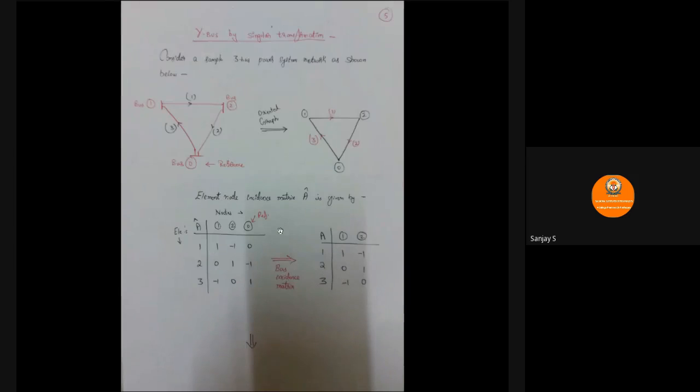Then let us write the bus voltages in matrix form. Bus voltages are E1, E2 and E0, as I told you. We write it in matrix form: E1, E2 and E0. Now let us multiply the A matrix with the bus voltage matrix. We already had the A matrix here: 1 minus 1 0, 0 1 0, minus 1 0 0, as you can see. This will be multiplied with the E matrix.